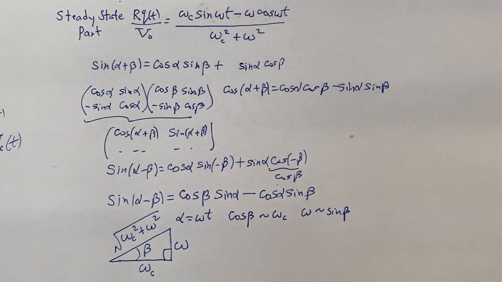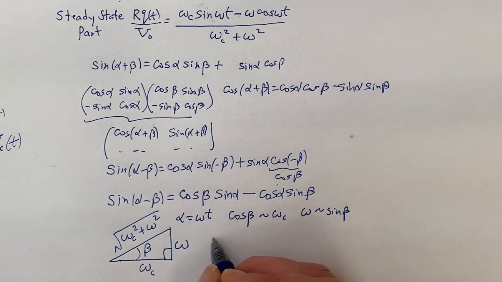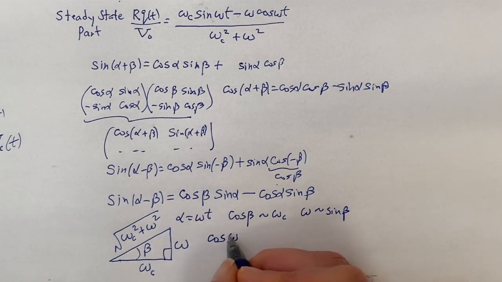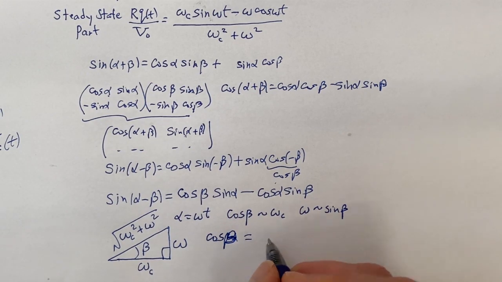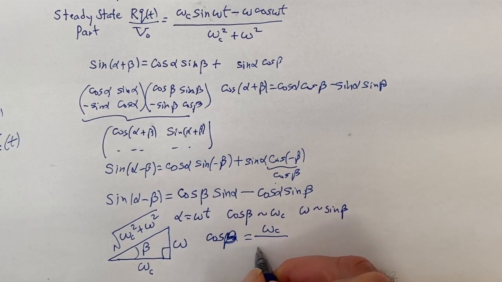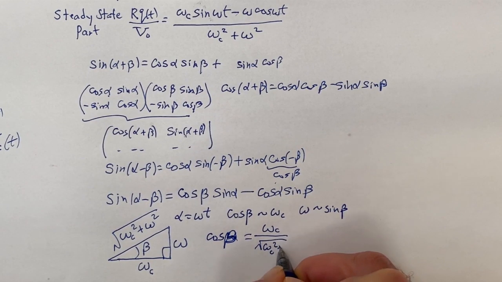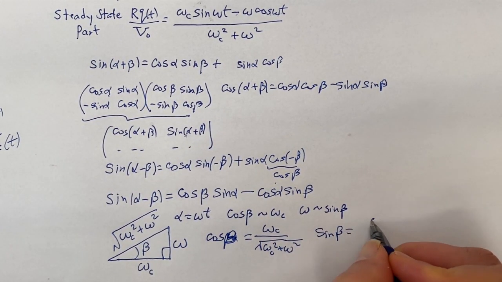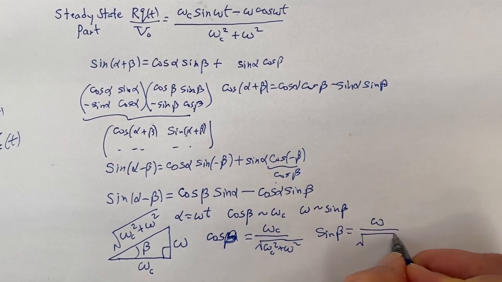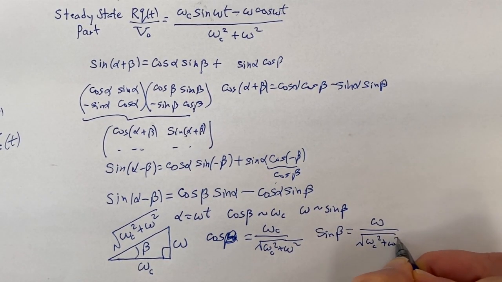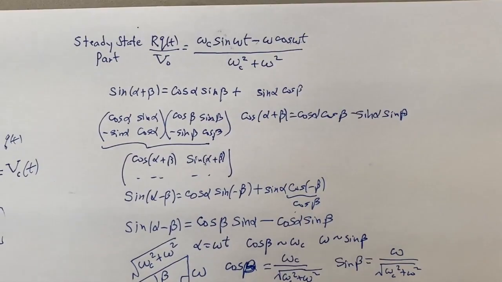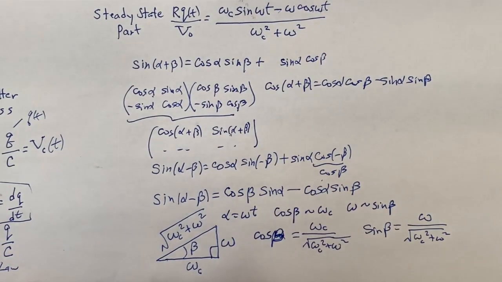So if we do this, we can see that the cosine of beta is equal to omega c over the square root of omega c squared plus omega squared, and the sine of beta is omega over the square root of omega c squared plus omega squared. All right. Now, if you want to substitute in up here, let's go ahead and look at this.